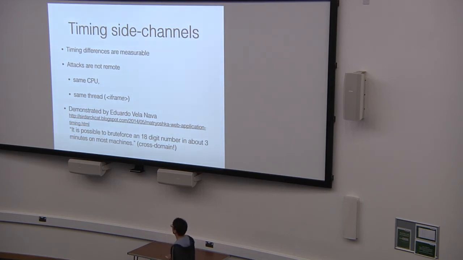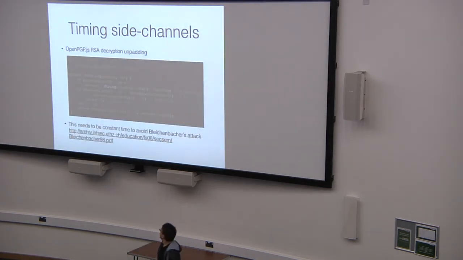exploiting a timing side channel vulnerability that allowed him to cross domain, brute force a number being used by the crypto code in a certain origin, in a different origin, by just repeating and measuring the timing differences. Timing side channels are present in real JavaScript applications. For example, this one is present in the OpenPGP RSA encryption variant.